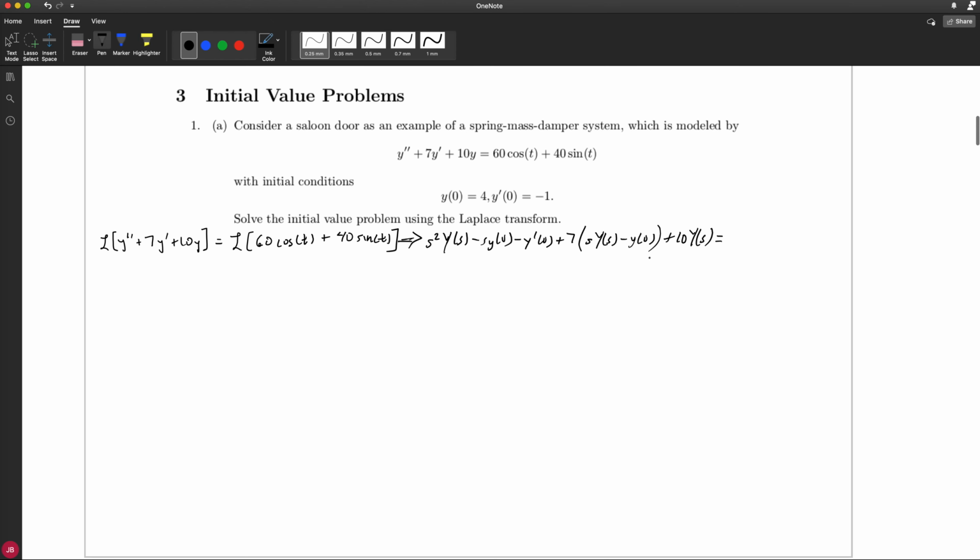And now this equals, well, look on the chart for the cosine and sine identities. The Laplace transform of cosine will be 60s over s squared plus 1, and then plus 40, technically times 1 over s squared plus 1, right? Okay, and now we plug in the known quantities. We know that y(0) is 4, y'(0) is -1. So here's what I get when I work all that out.